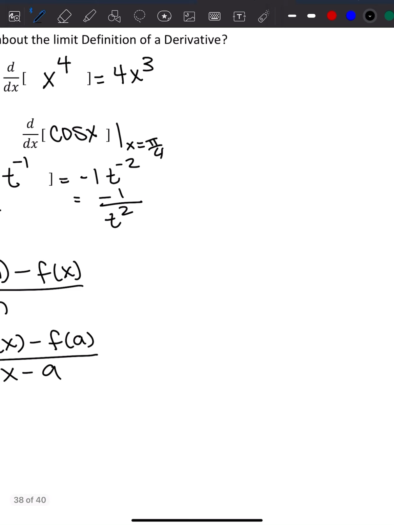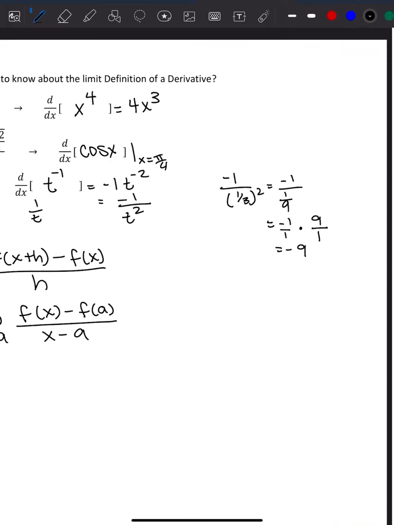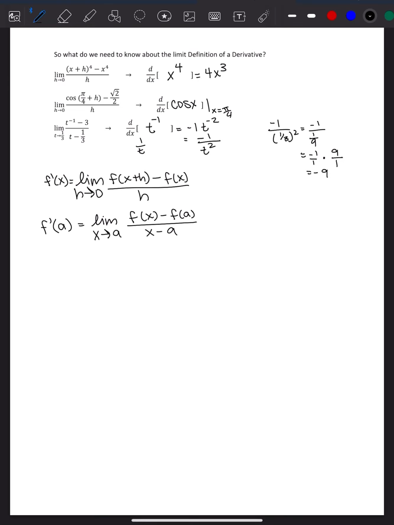So I could plug in 1/3. So we get negative 1 over 1/9, but I have something divided by a fraction, so I have negative 1 times our reciprocal 9 over 1, negative 9. So I can go ahead and figure out what it is without having to do a ton of work with our limit definition of a derivative. So this is going to be more of the focus for our limit definition of a derivative. We only really used it to help us find a pattern, so that way we didn't just have a shortcut come out of thin air.